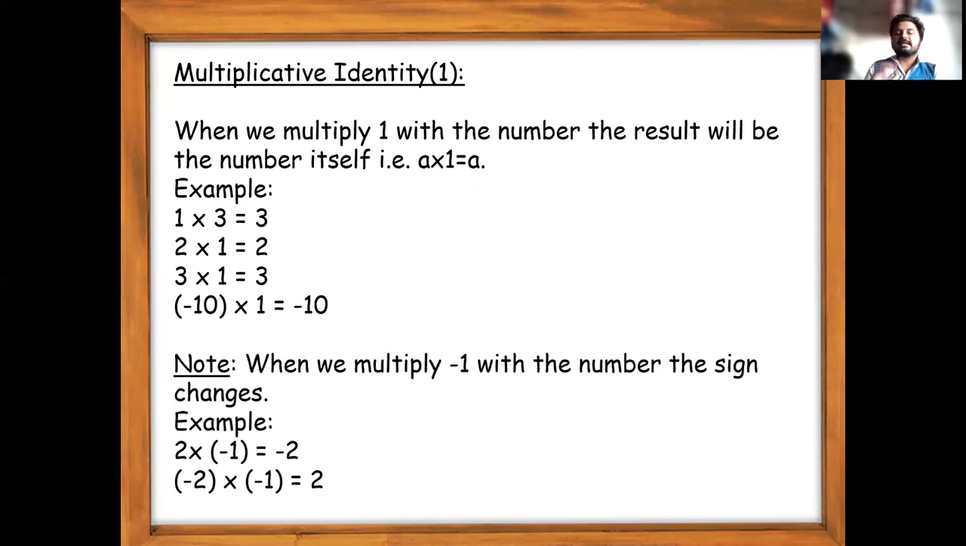Kindly note, when we multiply minus 1 with the number, the sign of the number will change. What do I mean by this? So see, the sign of number 2 in the example is positive and we are multiplying it with minus 1. So the final answer would be, as we are multiplying it with 1, the 2 itself, and the sign of the number will change. Here it is positive and here it is negative. That is what this statement says. When we multiply negative 1 with the number, the sign changes.